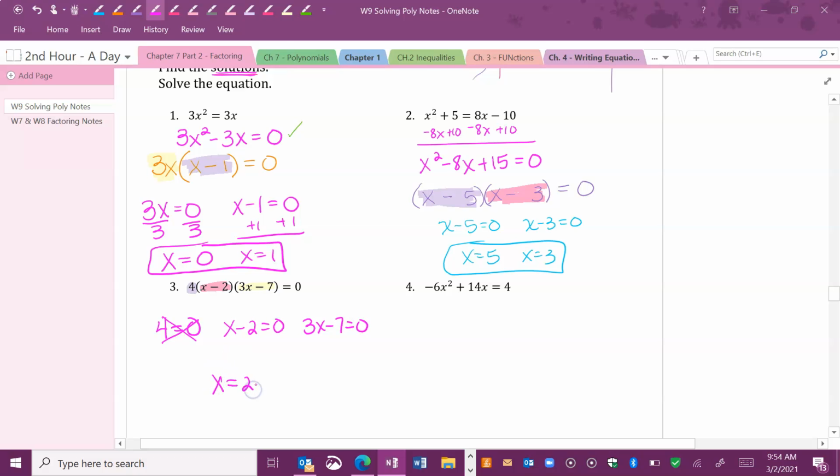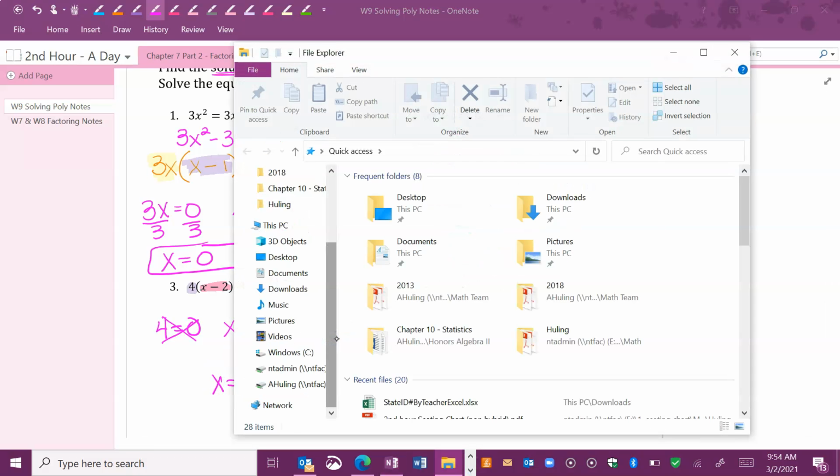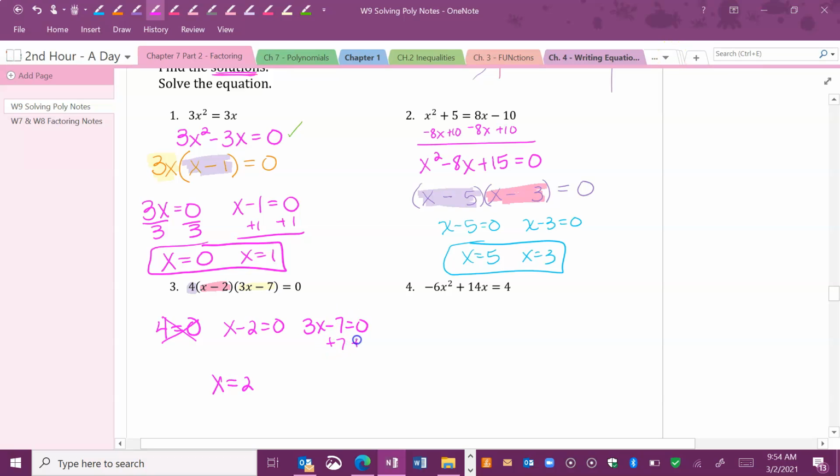This one's going to give me 2. This one I need to add 7. After I add 7, I get 3x equals 7, and I need to divide by 3, and we can just leave it as 7/3. We do not want to write that as a decimal, because it'll be a repeating decimal.